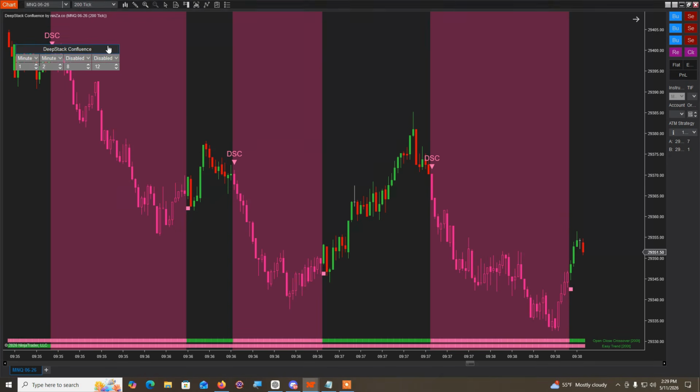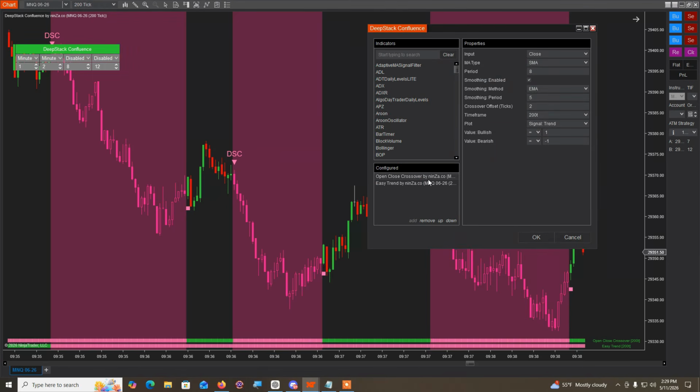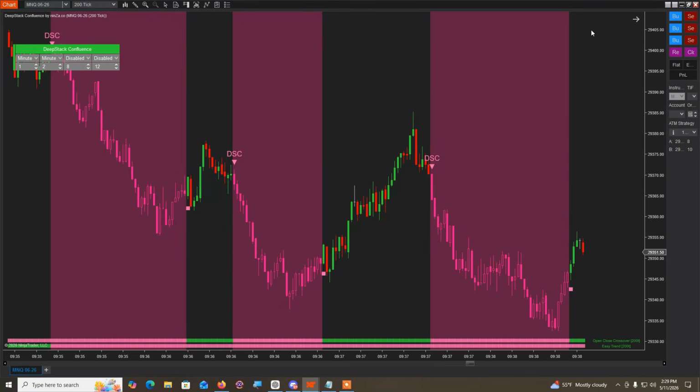So this is open close, so it's a moving average kind of deal. Open close filtered with easy trend. Because open close, if you guys know this indicator, it's fine unless things get choppy and then it tends to give too many reversal signals. So this kind of keeps it in check, and I thought it was pretty interesting.